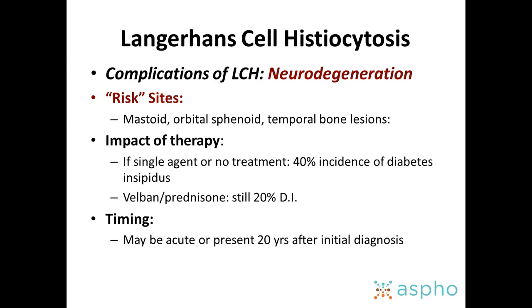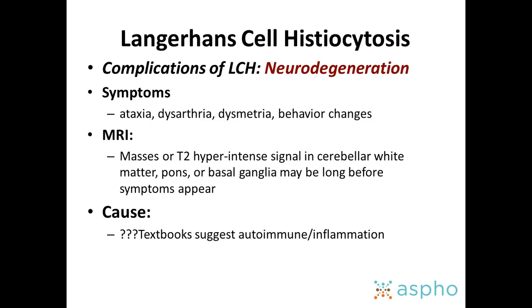And you have to keep following these patients for a long time. Neurodegeneration can be acute or it can be decades after the initial diagnosis. And then these kids will present with ataxia, dysarthria, dysmetria, behavior changes. MRI looks like what I showed you before. And the causes, textbooks will suggest autoimmune or inflammation. I think there's probably some problems with myeloid cells migrating to the brain and causing some mischief, but those data aren't published yet.